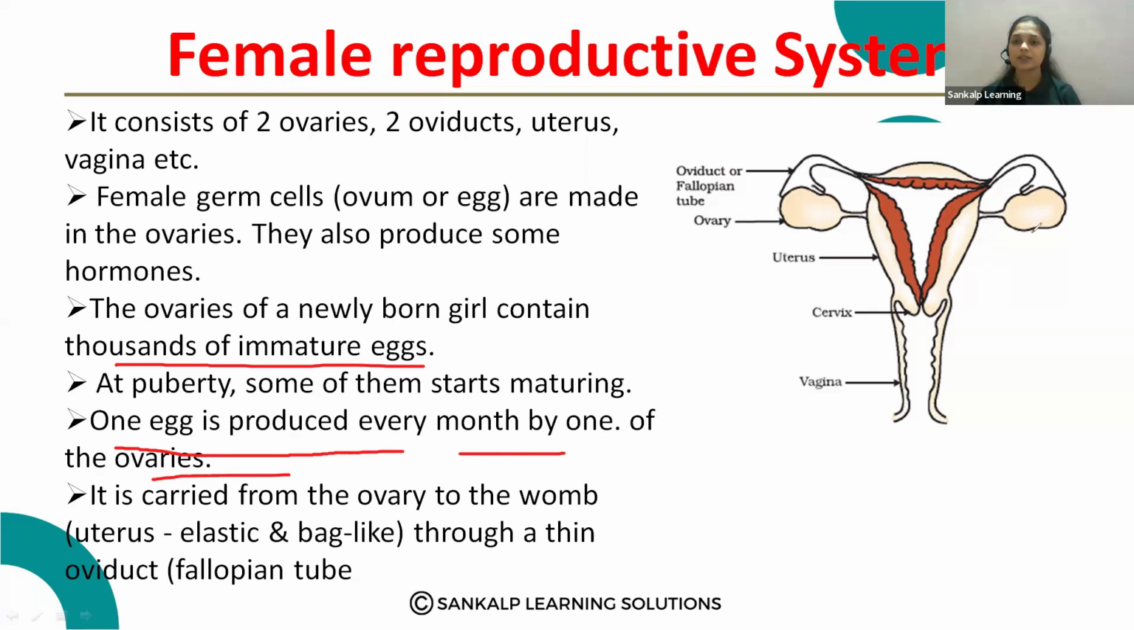Just imagine the egg is produced inside the ovary, and this egg will move into the fallopian tube. Here, if the sperm enter the female body, the fertilization takes place in the fallopian tube. Sperms enter through the vagina, move through the uterus, reach the fallopian tube and fertilize the egg. That is how the fertilization takes place in the female body.